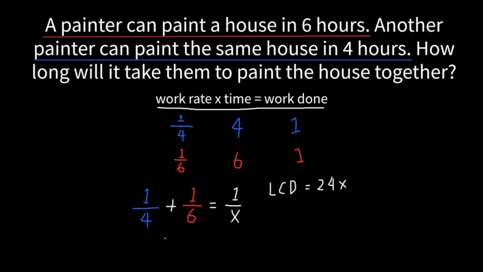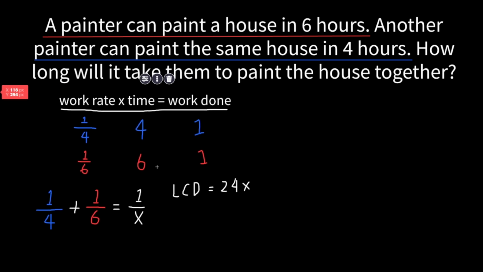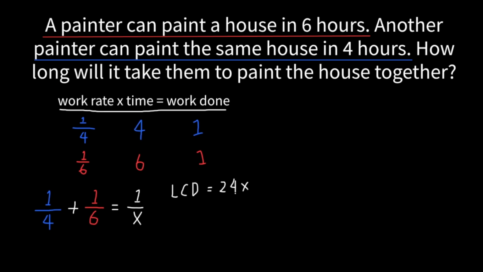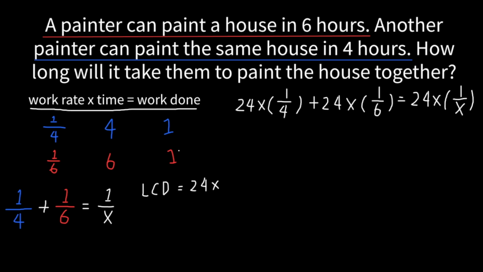Alright, let's multiply everything together. I'm just going to move this over here for now. Let's start off by multiplying the LCD into every single one of these fractions here. Okay, I had to move quite a few things around. So 4 goes into 24 6 times, and multiply the x as well.